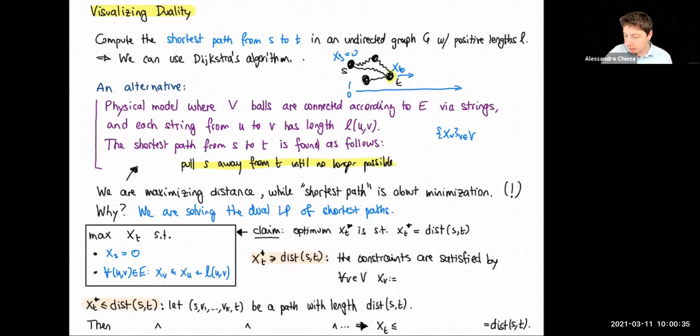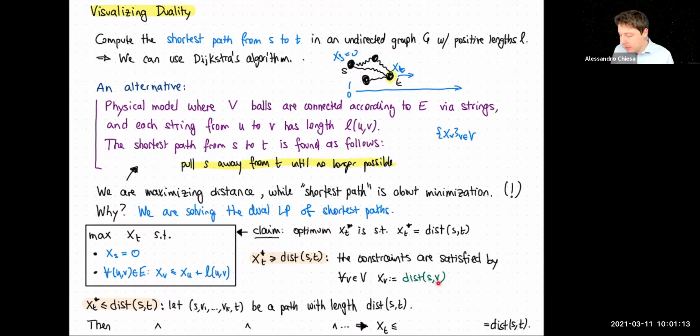How? Well, how about I assign them by setting xv to be the distance from S to V. So for every V, I set the variable xv to be the shortest distance from S to V. And now we need to ask ourselves, is it feasible? And does this hold? Well, look, xt is one of these, and it is the distance from S to T. So the optimum, whatever it is, is at least that, right? And then we need to make sure it's feasible.